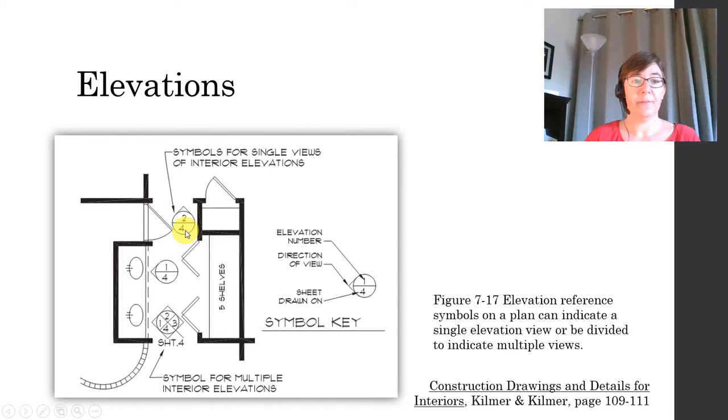For this kind of tag, you're going to have your elevation number or your drawing number. You're going to have your drawing sheet down here. And then you'll have an arrow pointing in the direction of view for that particular elevation.